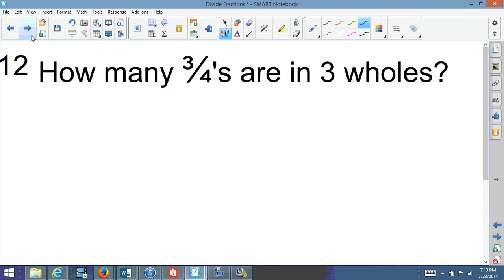Here's where we're going next time, where we're going to start putting more word problems into our fractions. So how many 3/4 are in 3 wholes? So that's where we're going next time.